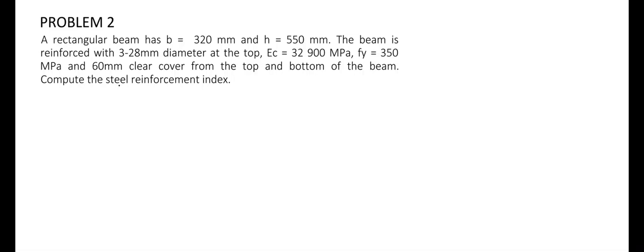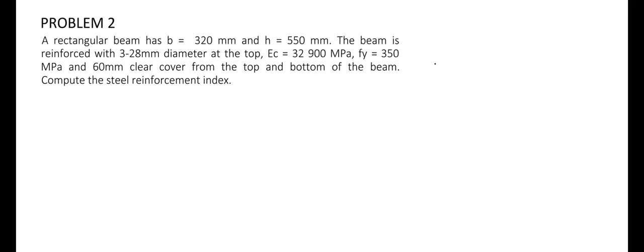In this problem, our rectangular beam has a base of 320 mm and a total height of 550 mm. The beam is reinforced with 3 28 mm diameter bars at the top. Given a modulus of elasticity of concrete equal to 32,900 megapascals, a yield strength of steel equal to 350 megapascals, and 60 mm clear cover from the top and bottom of the beam, we are tasked to compute the steel reinforcement index.